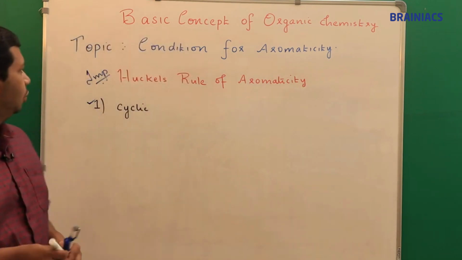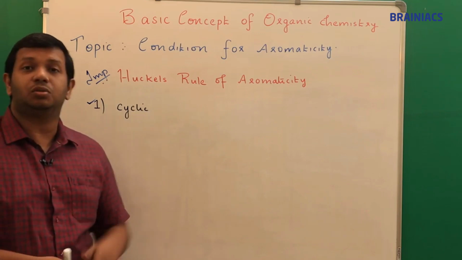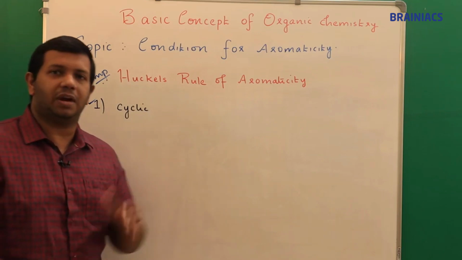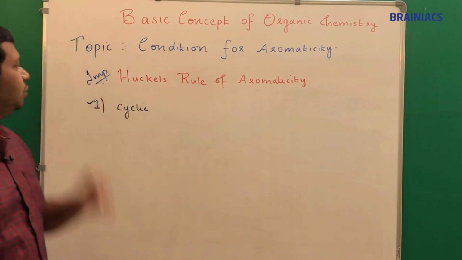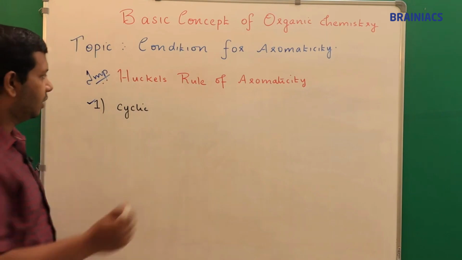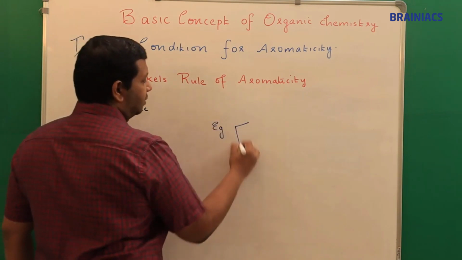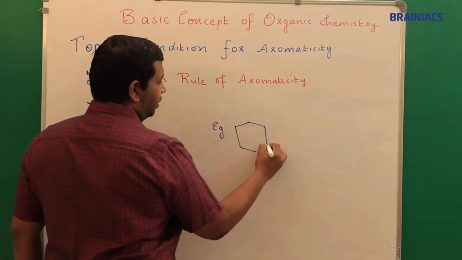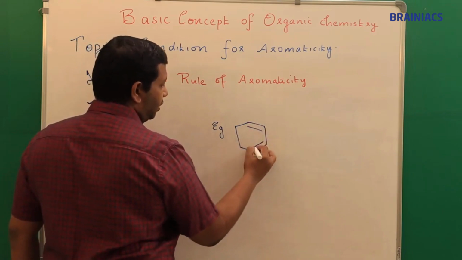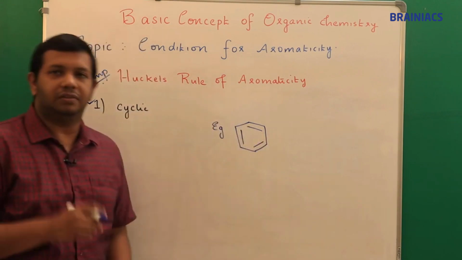I told you in my last class the first very important criterion to check whether a given compound is aromatic or not. What was that? You need to check whether the given compound is cyclic or not. For example, if you are given a compound like this, and you people know that this compound is benzene, correct?